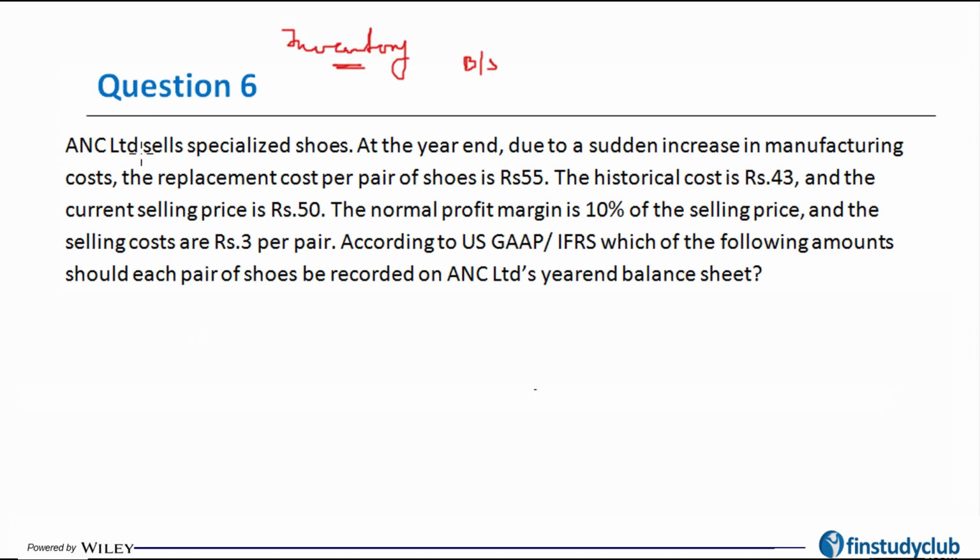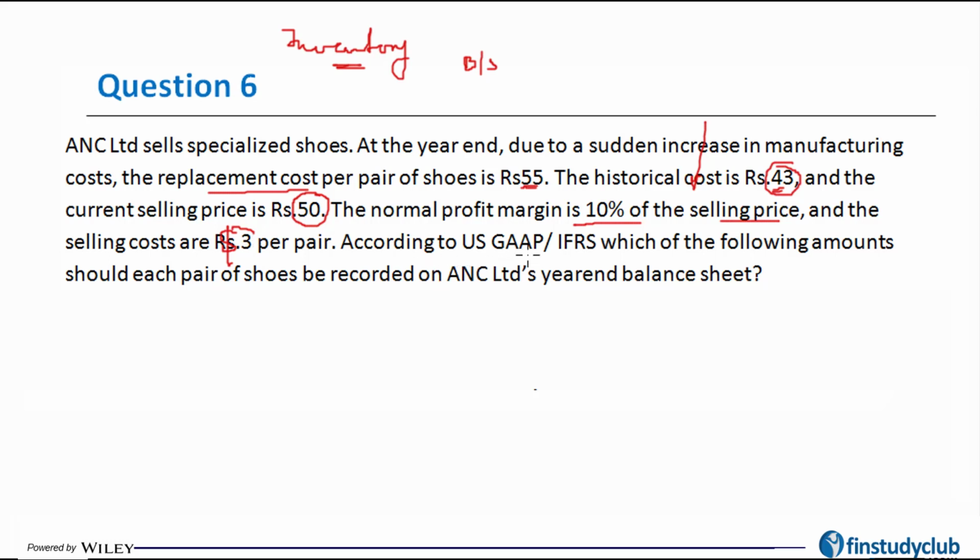So it says that ANC Limited sells specialized shoes. At the year end, due to sudden increase in manufacturing cost, the replacement cost is 55. The historical cost, maybe because of LIFO, FIFO or weighted average, is 43. And the current selling price, which is the realization value, is 50. The normal profit margin is 10% of the selling price, which means $5, and the selling cost is $3 per pair.